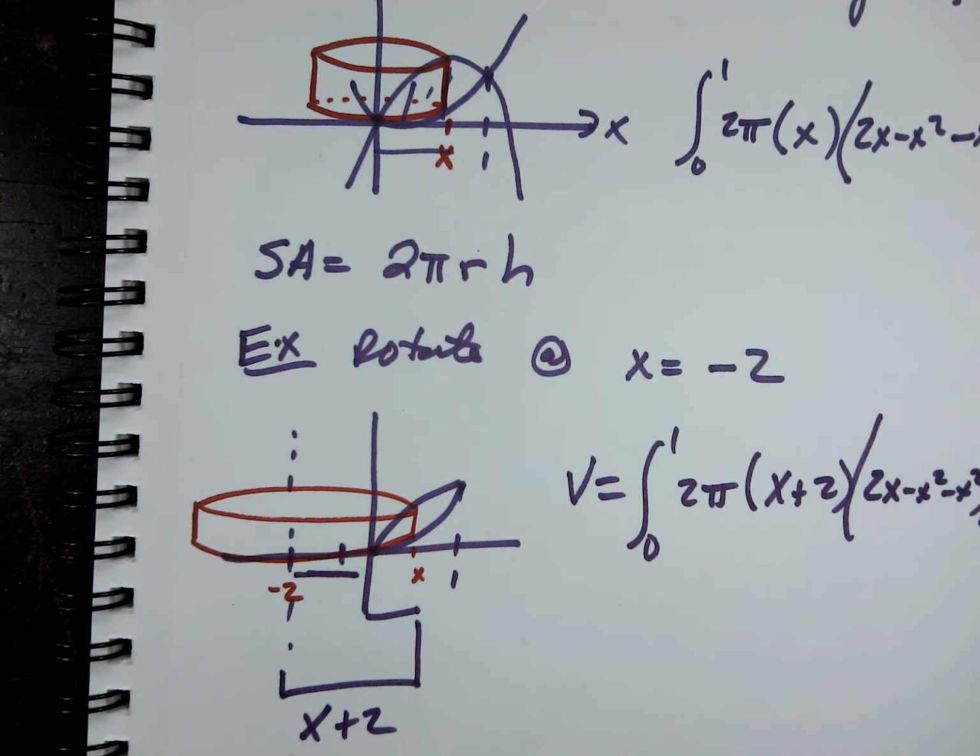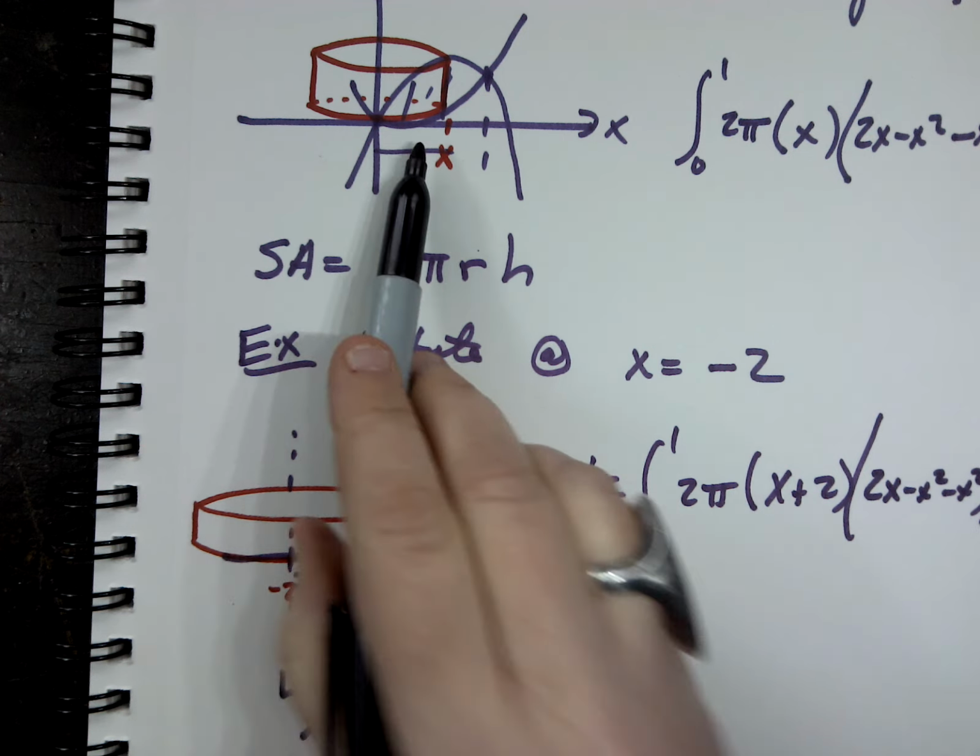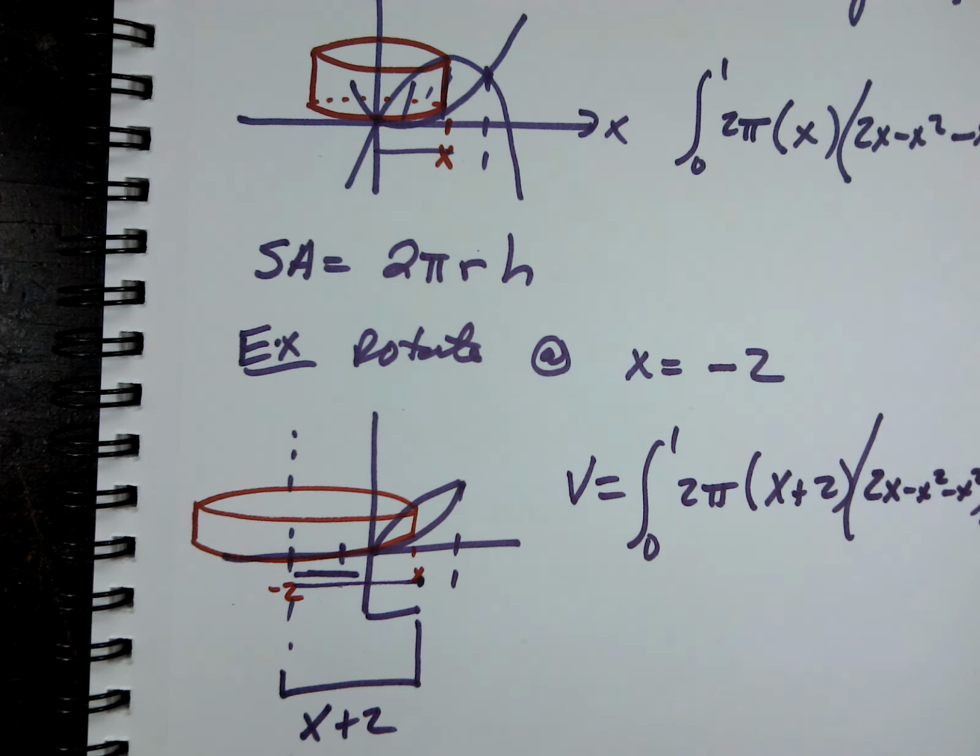So that's the disk and the shell method. The key is trying to figure out what the radius is, if it's a shell, and what the height is, and if it's a disk, which one is the outer disk, which one's the inner disk. I'll do another couple of examples in another lecture, but I'm going to end this one now.